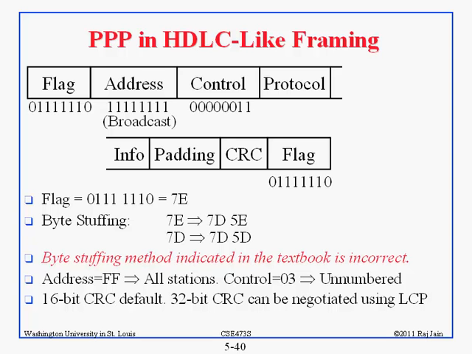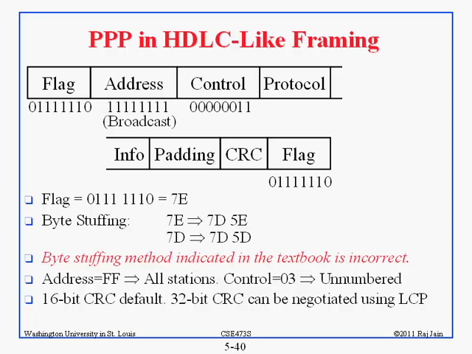So I'm going to explain it one more time. The flag is 7E. If 7E ever appears anywhere between the flags, so these 2 flags are okay, but anywhere in the address, control, protocol, information, padding or CRC, we replace it with 2 characters, 7D followed by 5E. The second rule is, if I see 7D anywhere in these, I replace it with 7D followed by 5D.